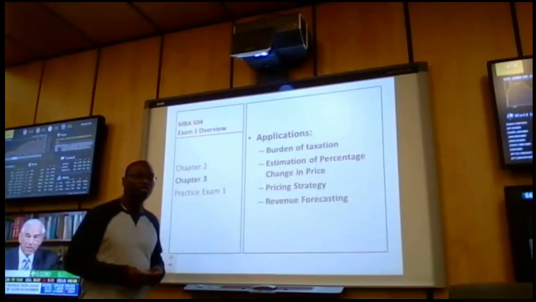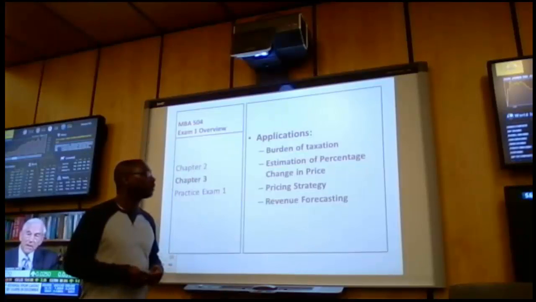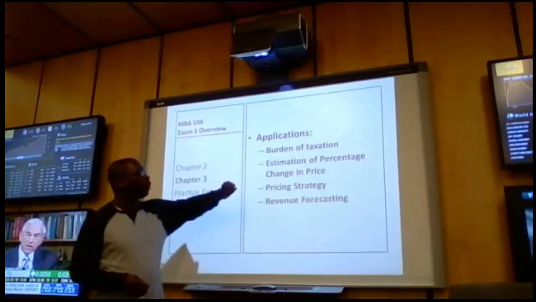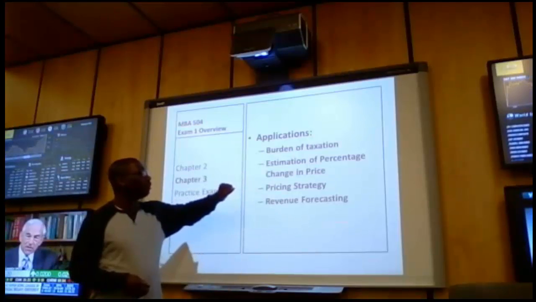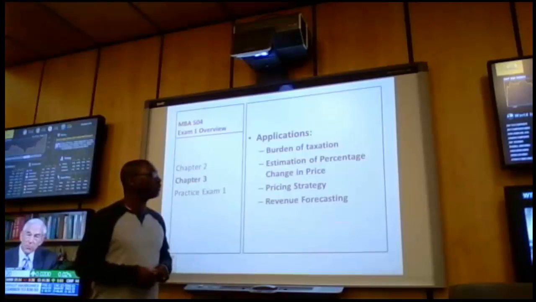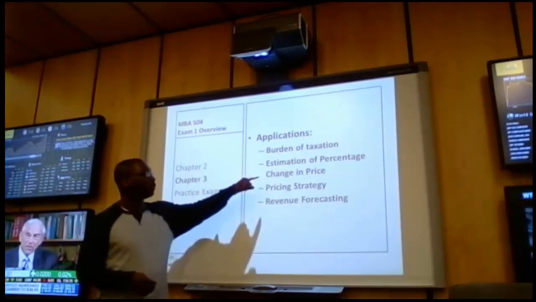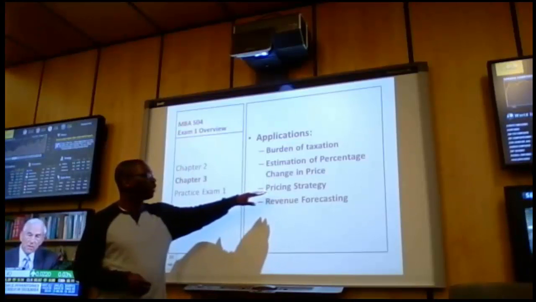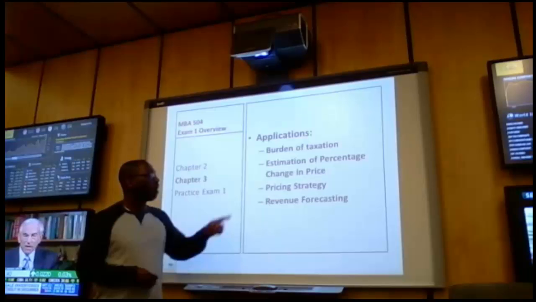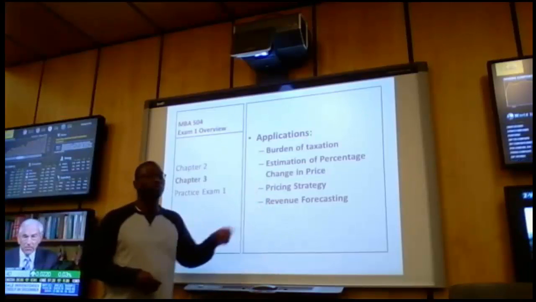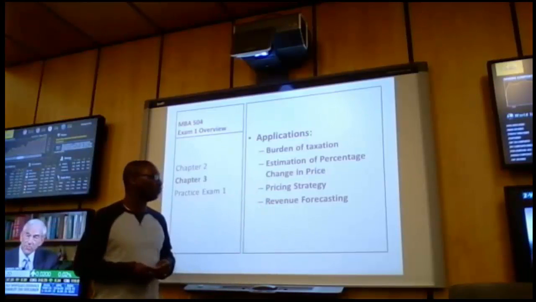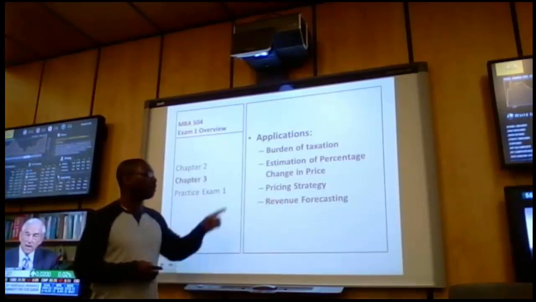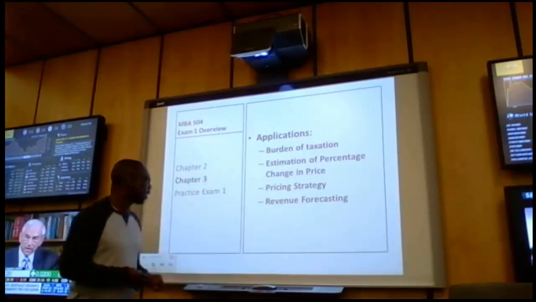You should know the applications of price elasticity of demand and price elasticity of supply, particularly in the area of burden of taxation. We also use information pertaining to price elasticity of demand and supply to estimate the percentage change in price. And we talked about the relationship between changes in price elasticity of demand and pricing strategy and revenue forecasting. So you should be able to discuss the relationship between changes in price elasticity of demand, pricing strategy, and revenue forecasting.